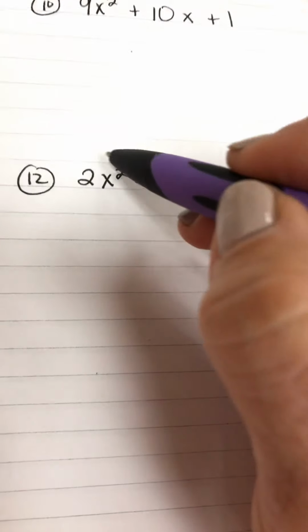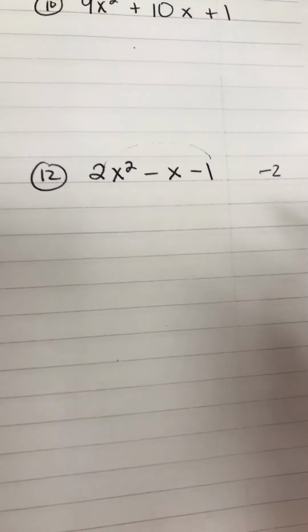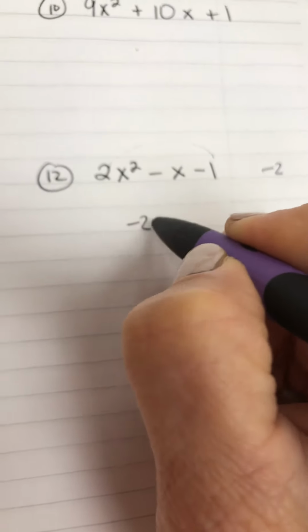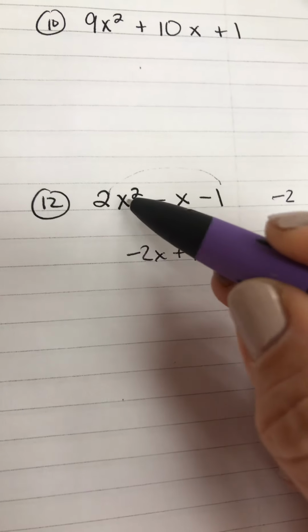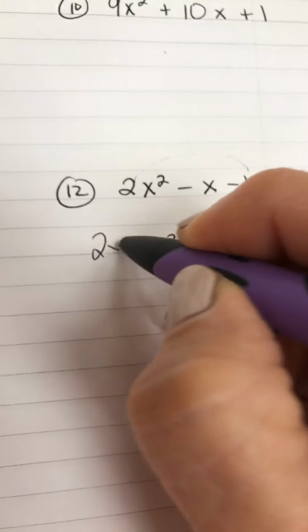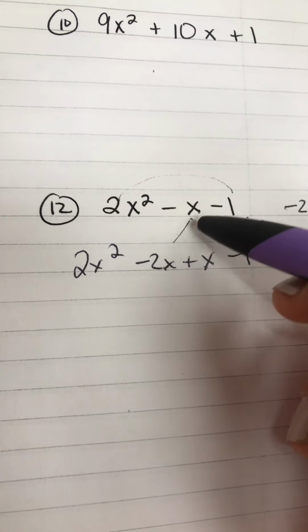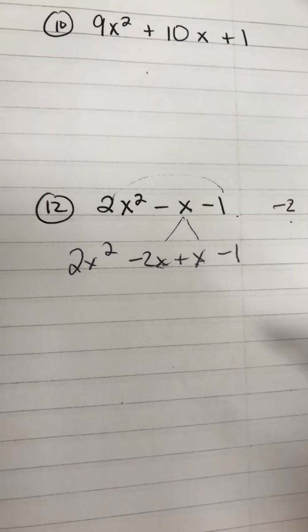Good? Okay, next one. So this is a 2 times negative 1, which is negative 2. What two things multiply to that? Well, negative 2x times a positive x multiply to that and add to this. So I bring down the first term, bring down this. So this is just rewriting this, but splitting it into the two numbers that would multiply to AC.